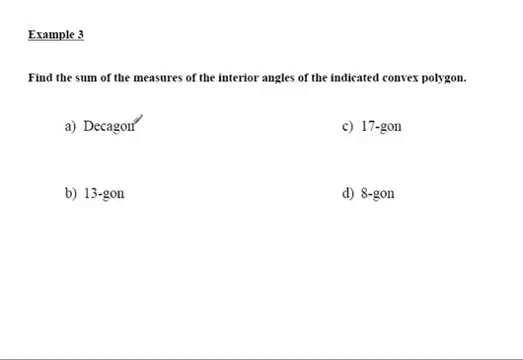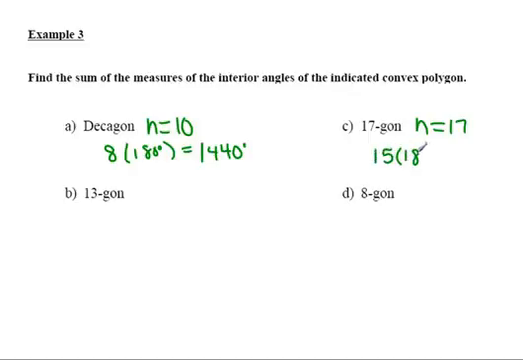So again here, this says n equals 10. We'll see these in a slightly different way. That means we'll say 8 times 180 degrees. Again, 8 times 180 gives us this 1440 number. So 1440 degrees. When we have n equals 17, we'll say 17 minus 2 gives us 15. So we'll take 15 times 180 degrees. So 15 times 180 will give us 2,700.